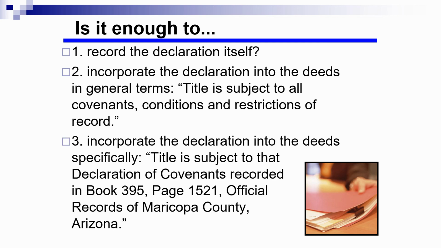The third way to do it is to incorporate the declaration into the deeds very specifically by saying something like this in each deed. Title is subject to that certain declaration of covenants, conditions, and restrictions recorded in a certain book and on a certain page of the official records of a certain county in a certain state. Certainly this is the best and preferable way to do it, but number 2 will also work, and in most states probably number 1 will work. That is, without any specific reference in the deed to the declaration at all.